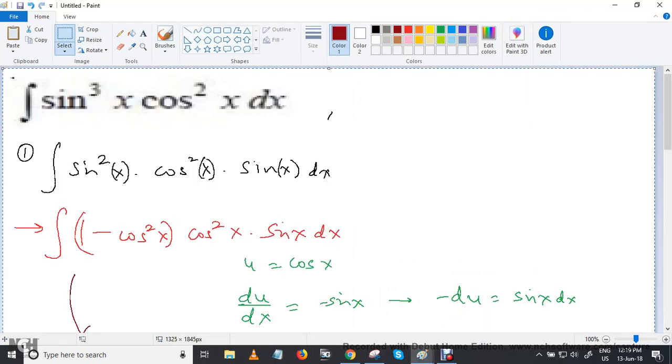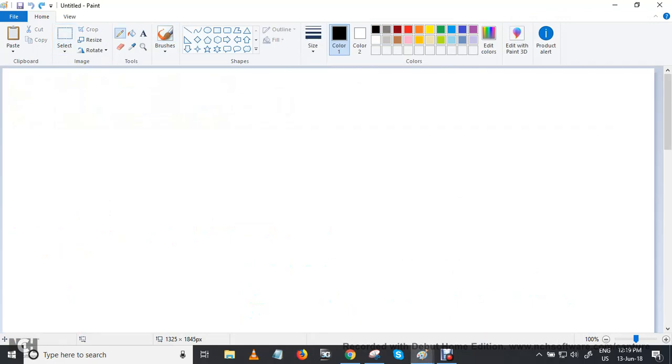So we are now doing the integral of sine square x times cos square x dx. As you can see over here, both of them are even. So in this case, that particular trick does not work.